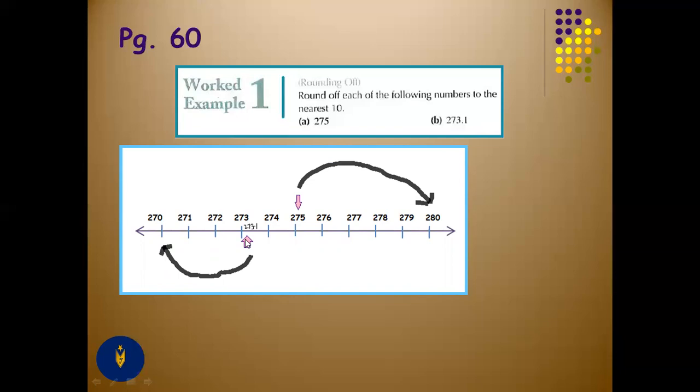Here it is. If you see over here, 275, the last digit is 5. So 275 would be rounded up to 280. And 273.1: after the point, you see 1, and the last digit before the point, in the unit place, is 3. It's less than 5. So 273.1 is rounded down to 270.